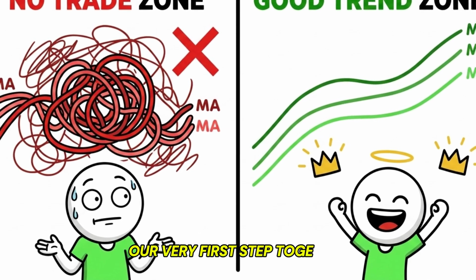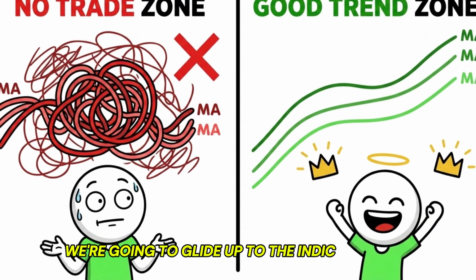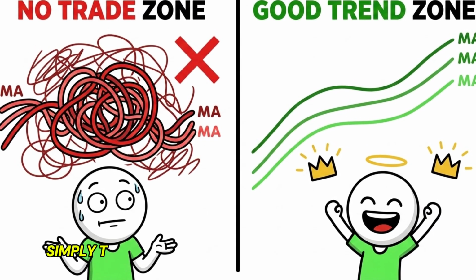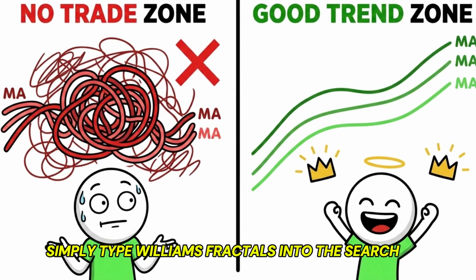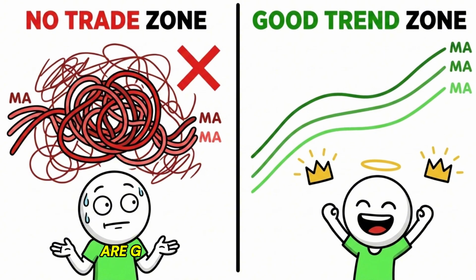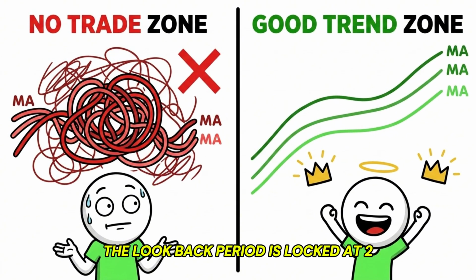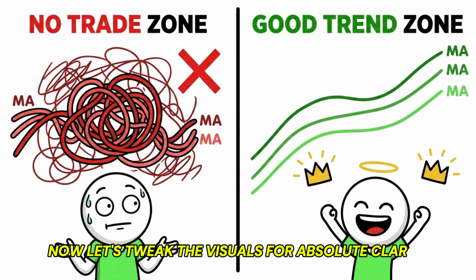Our very first step together is to load up the Williams fractals. To do that, we're going to glide up to the Indicators tab at the top of the screen. Simply type Williams fractals into the search bar and select the classic version right there. The standard, out-of-the-box settings are going to work perfectly for us, so just double-check to ensure the look-back period is locked at 2.